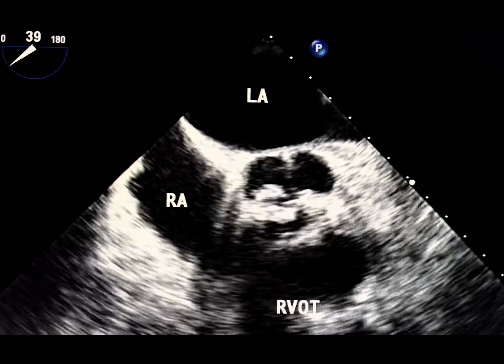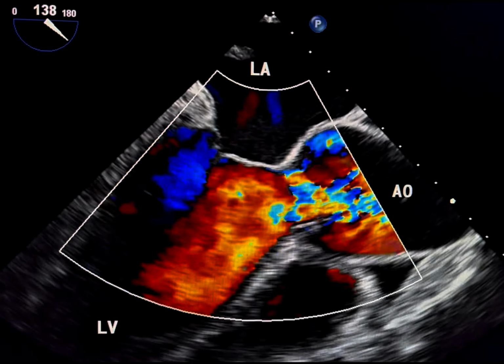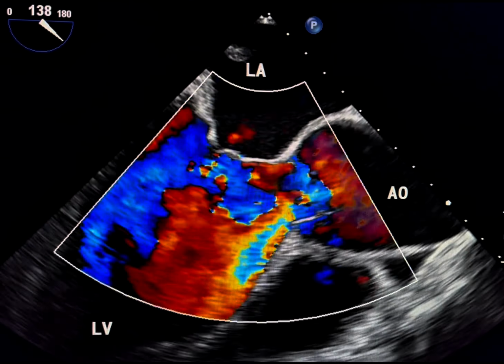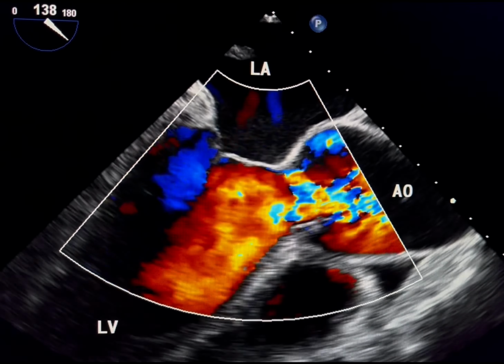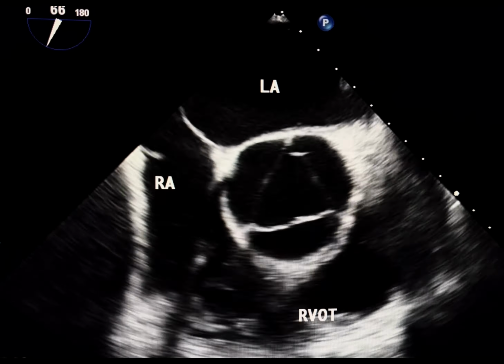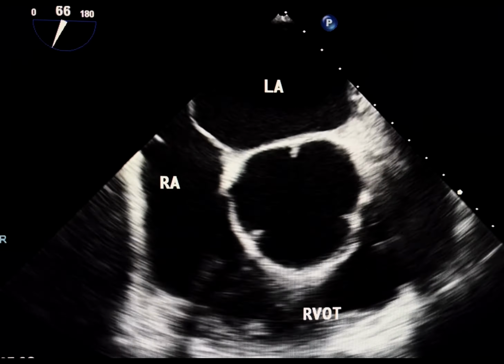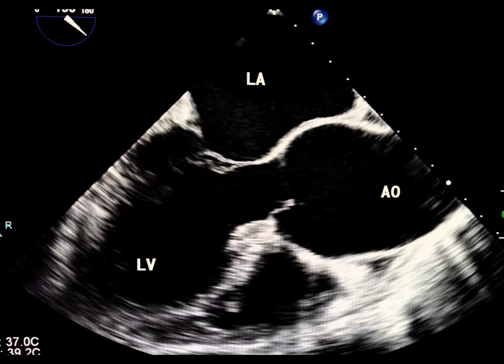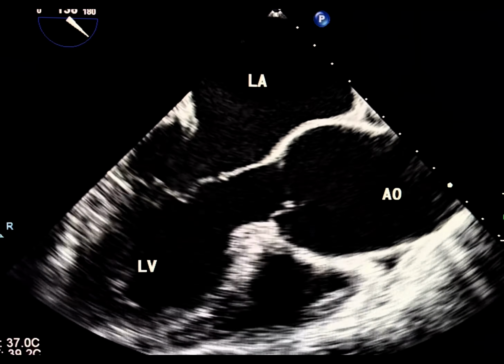In this 3D view, you can clearly see the thickening of cusp tips. Now look at this echocardiogram of another patient. Severe AI is evident, but aortic cusps are thin and normal. In this case, the severe AI is due to dilated aortic root.